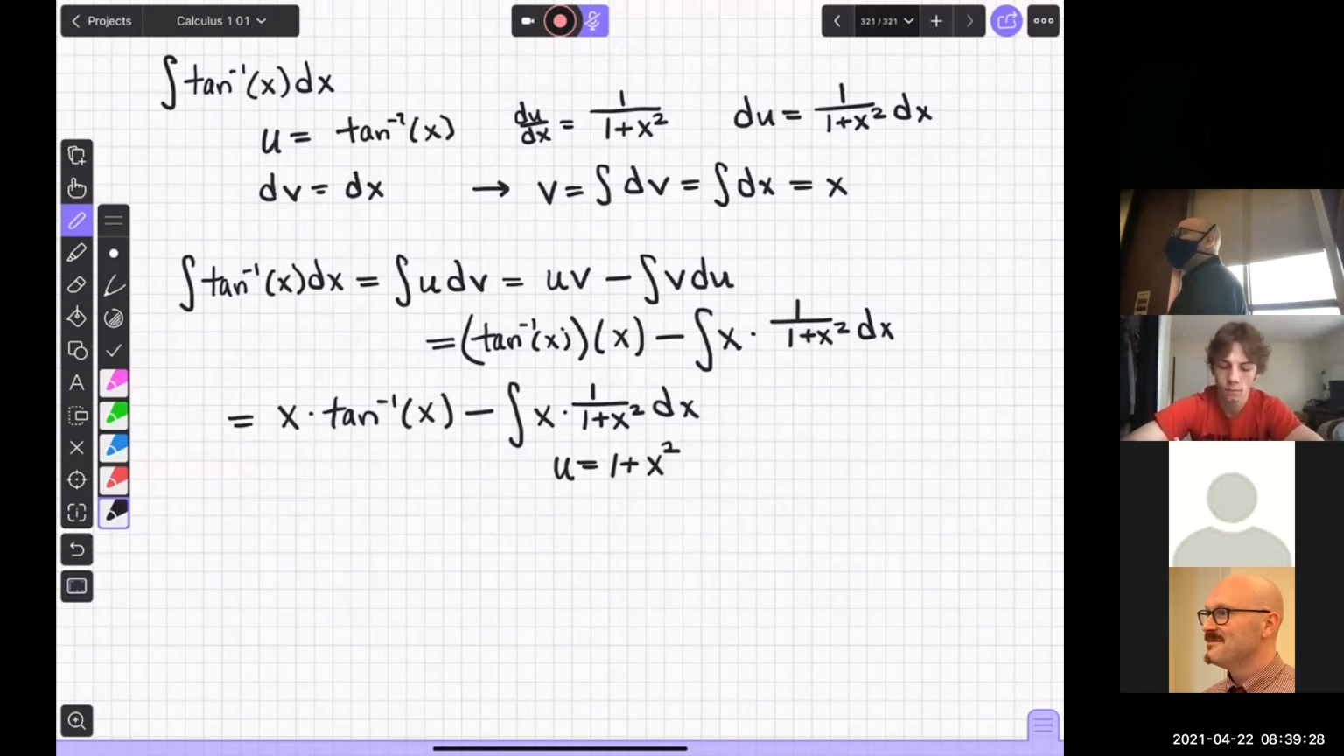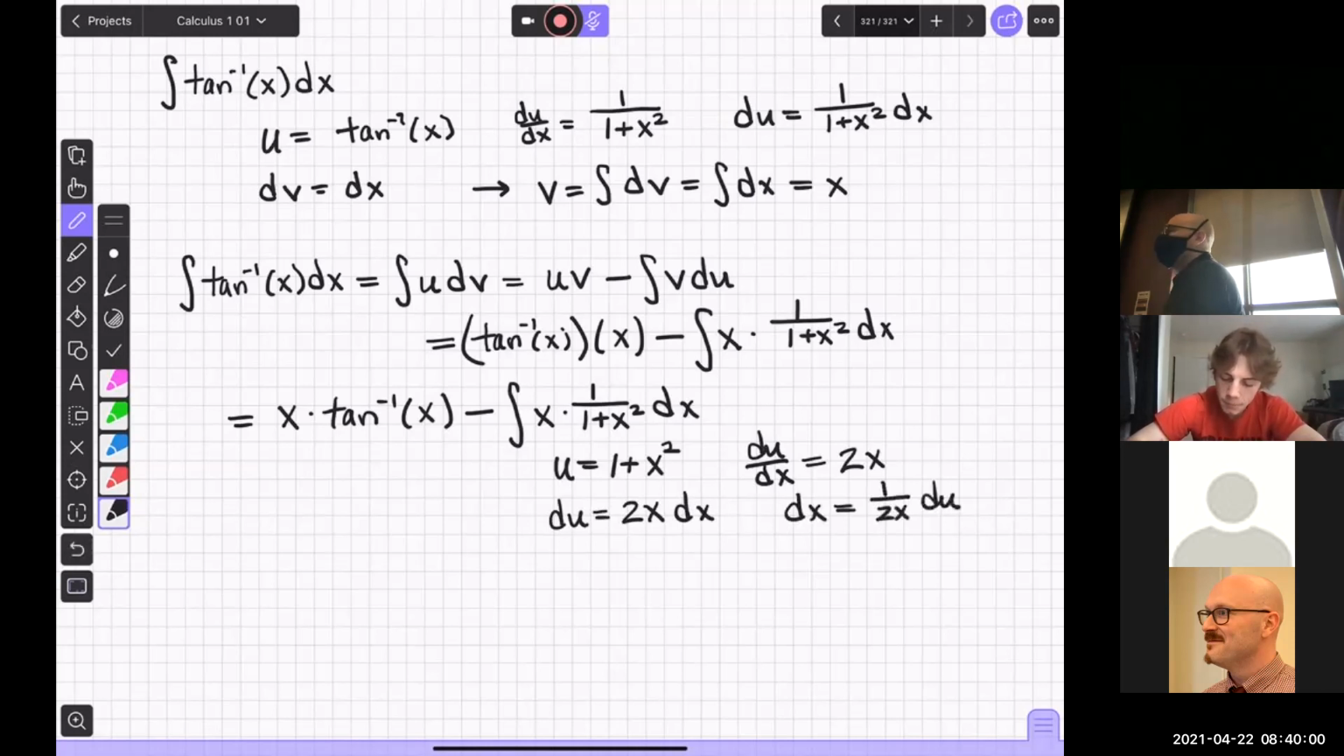So just to be clear, we're doing a u substitution in the middle of an integration by parts problem. So du over dx is equal to 2x, which means that du is equal to 2x dx, which means that dx is equal to 1 over 2x du. So as you can see, that's a similar process to what we do in integration by parts. It's just that we carry it a step further.